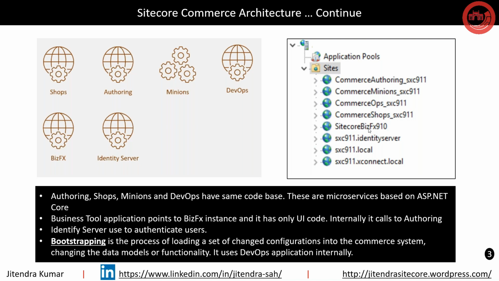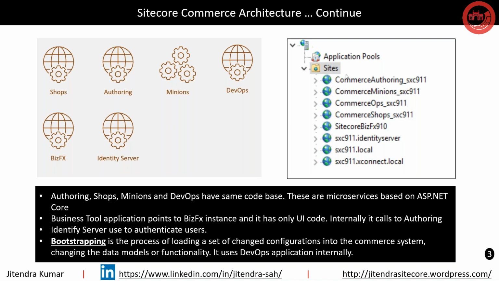Sitecore Commerce is based on a microservices architecture. Every independent piece in Sitecore Commerce can be scaled up and has its own website, so that performance and segregation can work properly. So what are the uses of these websites? As you can see here, the authoring is for the CM people, for whatever you are creating and maintaining in Sitecore Commerce.